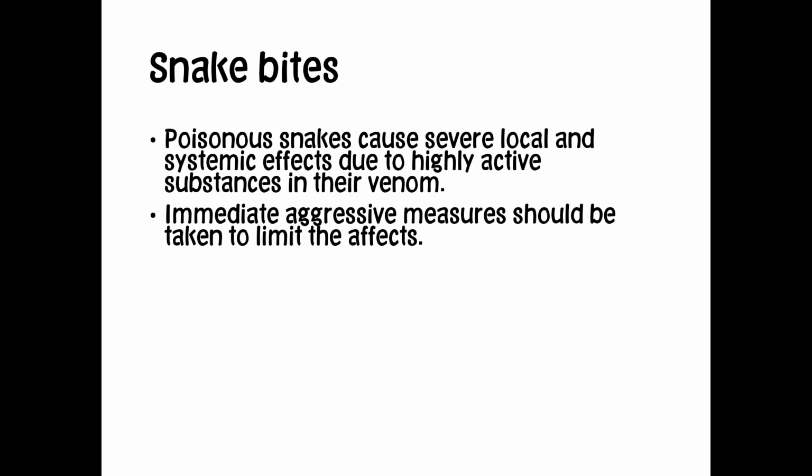Another type of bites are the snake bites, and most bites can be either from poisonous or non-poisonous snakes. Non-poisonous snake bites do not cause severe systemic injuries apart from local wound infections, but poisonous snake bites are associated with severe complications and can even risk death. So, in the case of a snake bite, immediate aggressive measures should be taken to limit these effects.